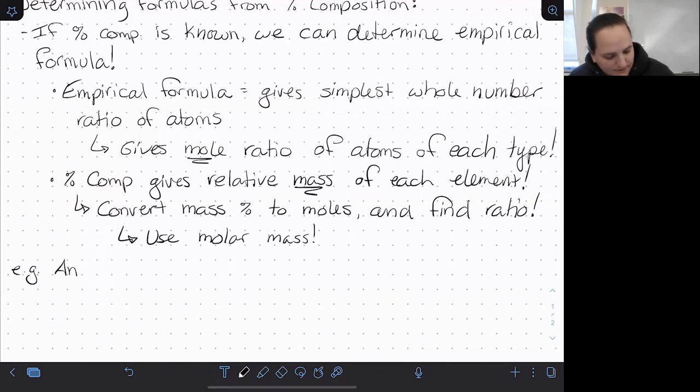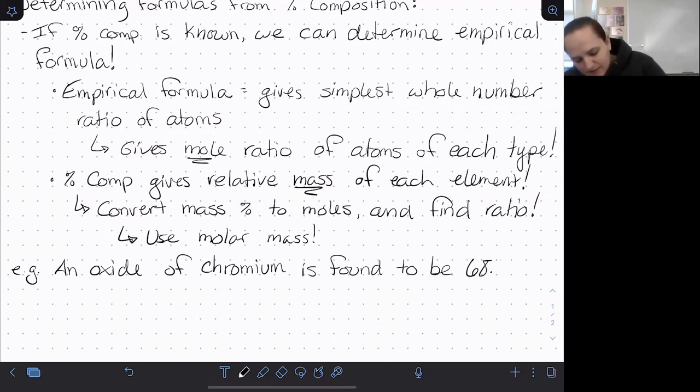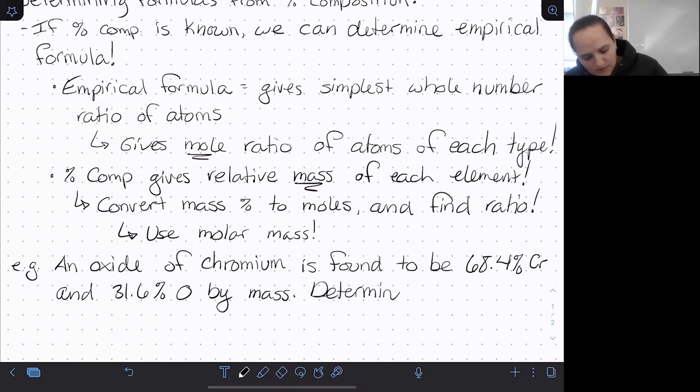So for example, let's say an oxide of chromium is found to be 68.4% chromium and 31.6% oxygen by mass. And we want to determine the empirical formula.